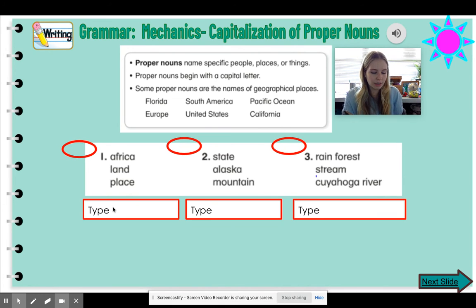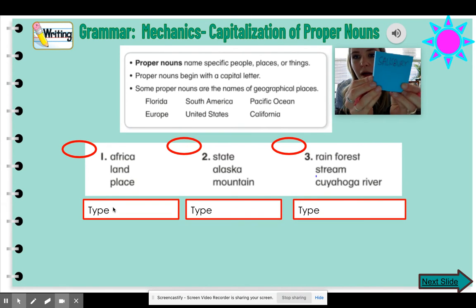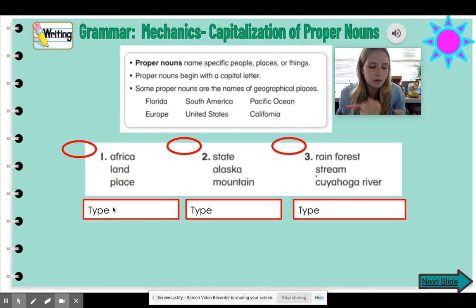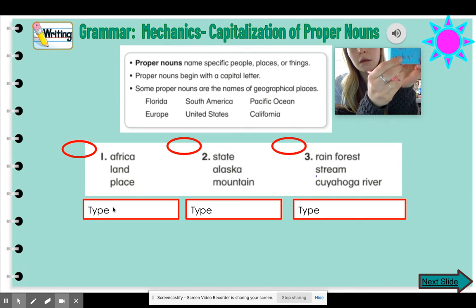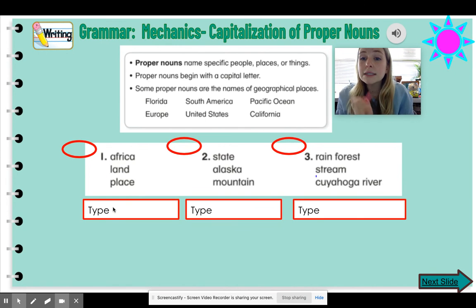If Mrs. Salisbury wrote her name with super capital letters, she would get a 0. That is not the right way to write my name. We don't use all capital letters. And if Mrs. Salisbury wrote her name with all lowercase letters, that would also get her a 0. What does she need? I would need to have a capital S, and the rest of my name would need to be lowercase. So after you find the proper noun, you will type it in the box, but you need to capitalize the first letter in order to get full points.